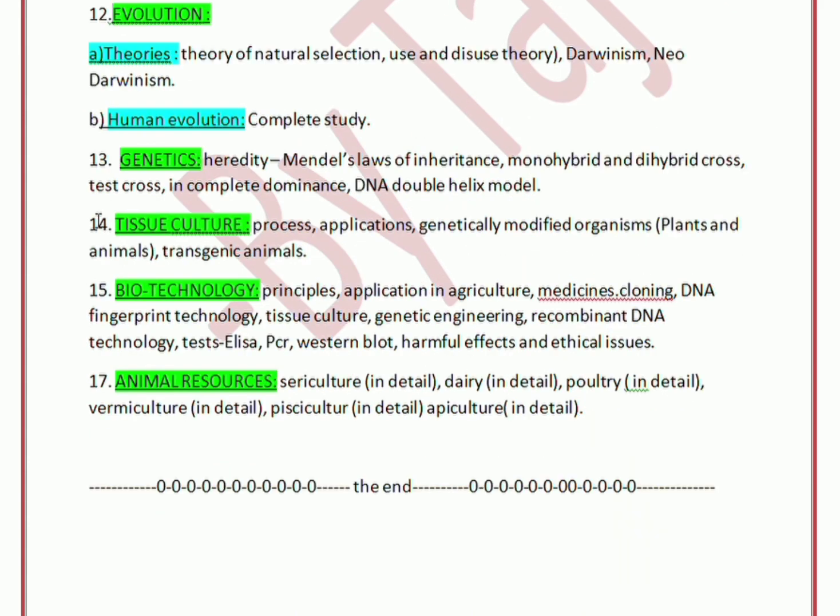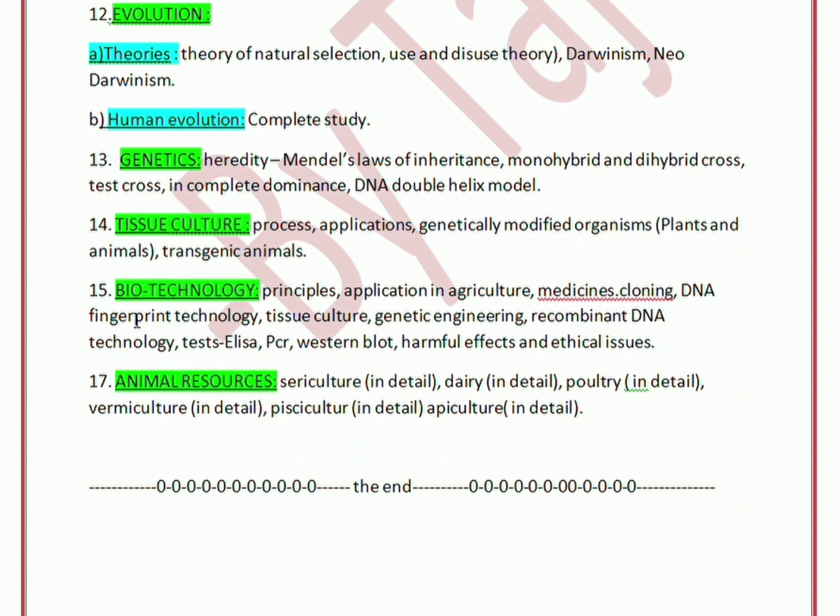Next, the 13th chapter you are having is genetics. In genetics, heredity, Mendel's laws of inheritance, monohybrid and dihybrid cross, test cross, and incomplete dominance, DNA, double helix model structure also you have to learn in the genetics concept. In tissue culture, the 14th chapter, what you have to learn is the process, application, genetically modified organisms, GMOs, and in plants and animals, as well as transgenic animals you have to learn.